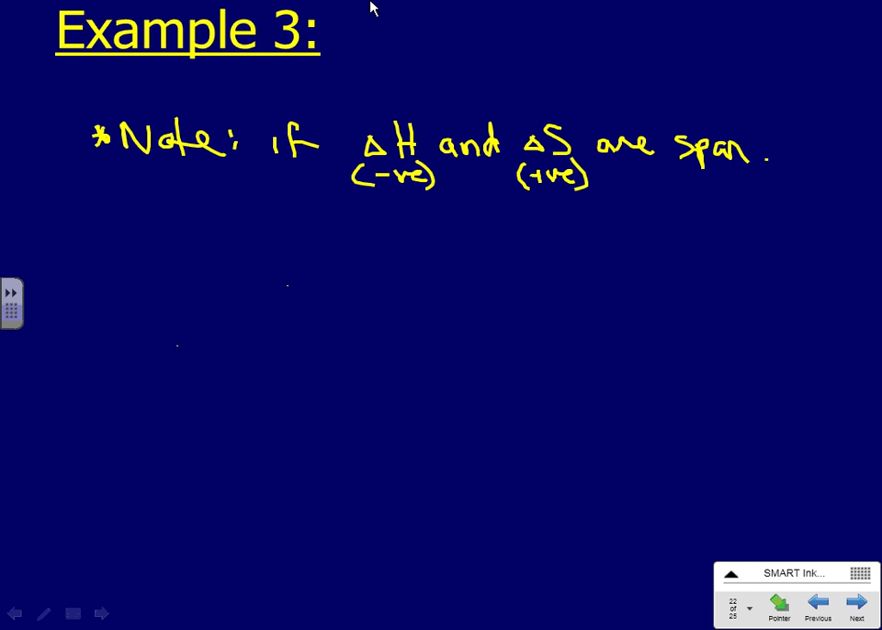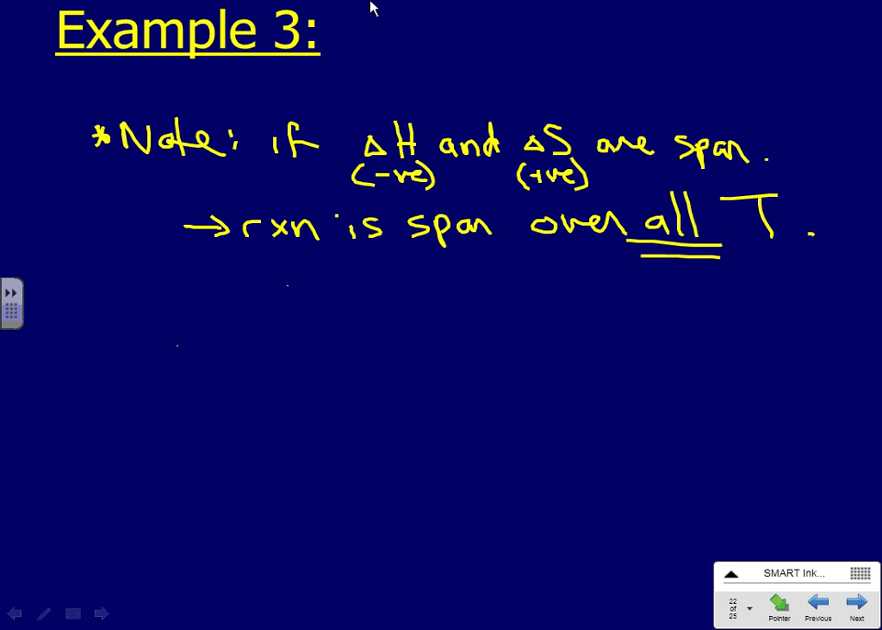If delta H and delta S are both favoring spontaneity, then the reaction is spontaneous over all temperatures. It means there's nothing that can be done to make it non-spontaneous. This reaction is spontaneous all the time, whether you're at absolute zero or whether you're at 618 Kelvin. So be aware of that.